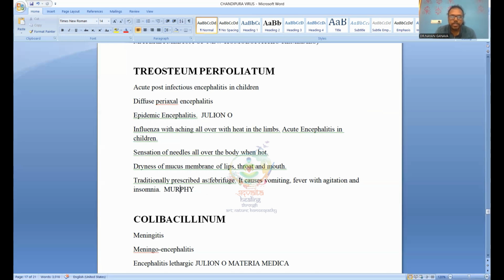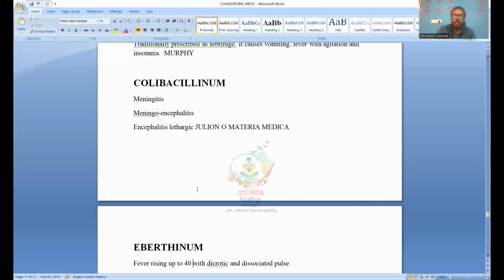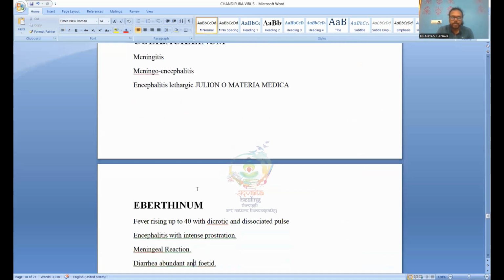And what does this febrifuge mean? Reducing the fever. So it can also be helpful in the first stages of the disease. Now, if we see coli bacillinum, in it is written meningitis, meningoencephalitis, and encephalitis lethargica. That is what is written by Julian in his Materia Medica of Rare Remedies.